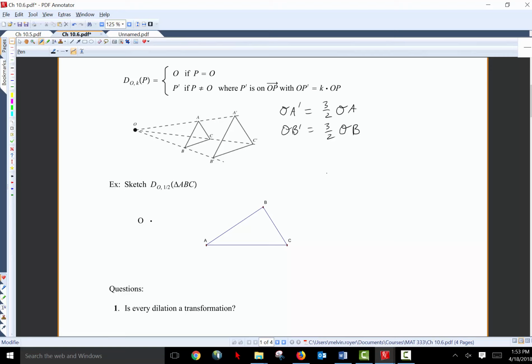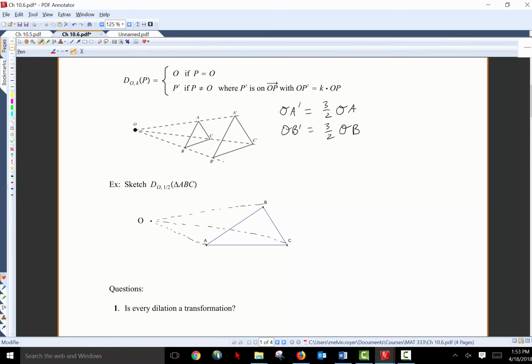Point O is going to stay fixed, and every other point moves along its ray between itself and the origin. So a good way to start would be to draw some guidelines between the origin and each of the 3 vertices. And now the proportion factor is 1/2. So everybody moves to distance 1/2 of what it was from the origin.